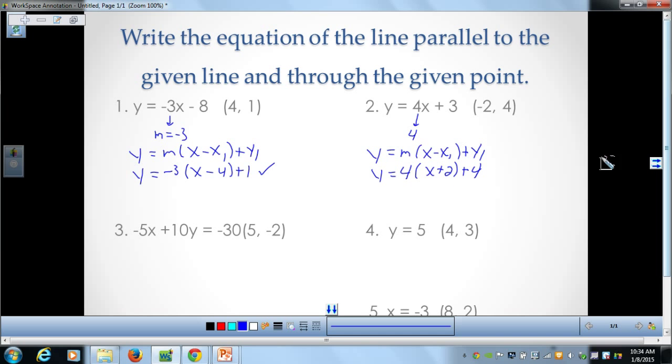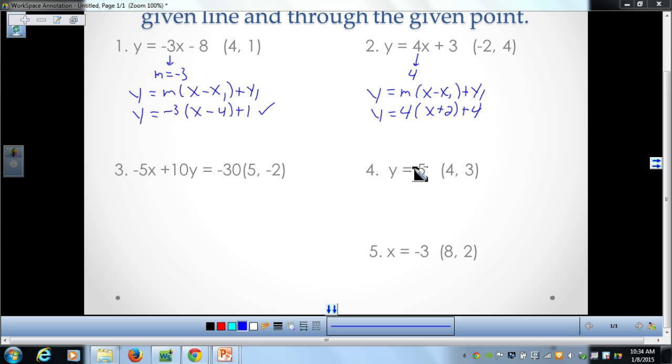So if the equation is in slope-intercept form, it's pretty simple. We can see the slope is right here. We can take that slope and jump right into writing our equation. However, occasionally we will have equations that are in standard form, and so we may have to do a little bit of manipulation prior to writing our equation so we know what the slope is going to be.